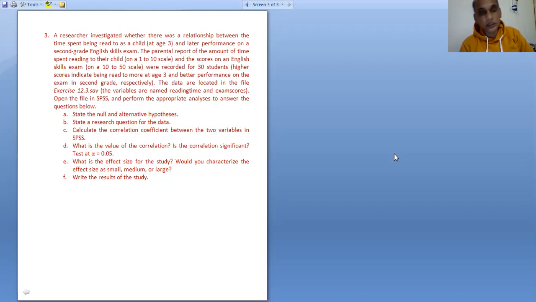That is, we have to state the null and alternative hypothesis, state the research question, and calculate the correlation coefficient between the two variables in SPSS.